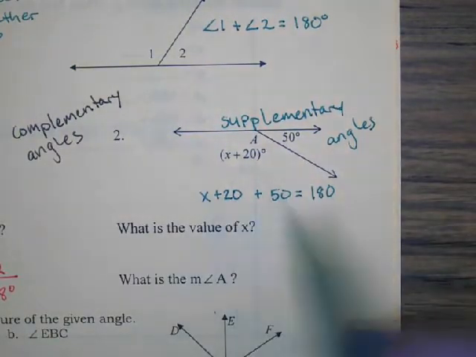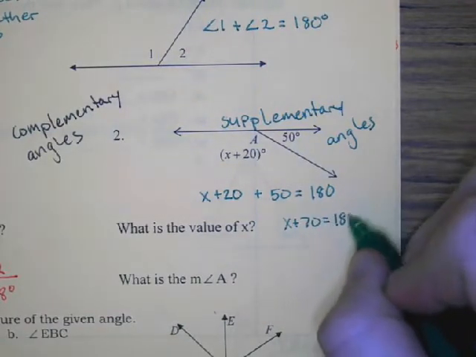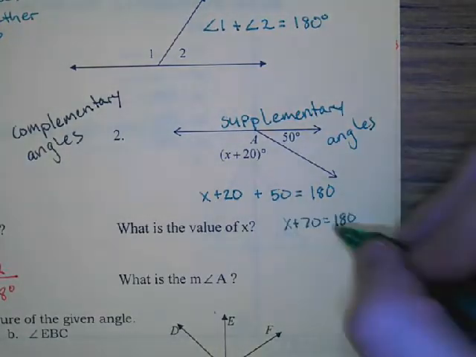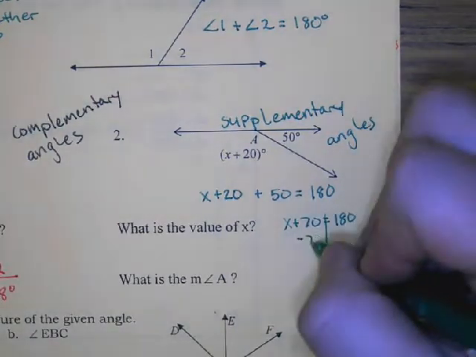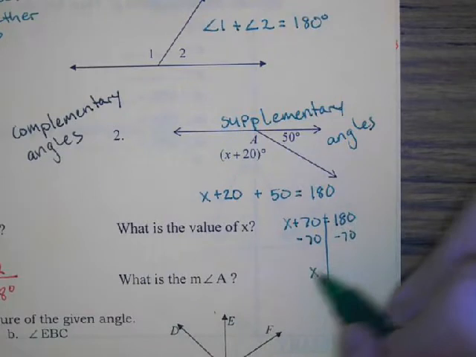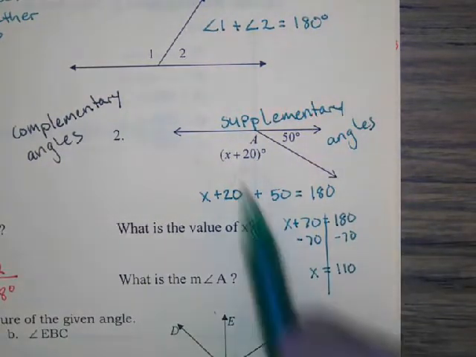So now I can combine my like terms. So I have x plus 70 equals 180. Draw our line down the middle, and we'll subtract 70 from both sides, using subtraction to remove our positive constant, and we'll have x is equal to 110. This is just what x equals though.